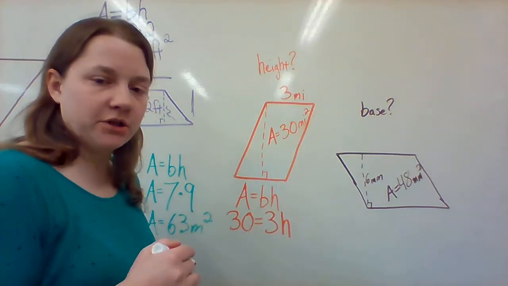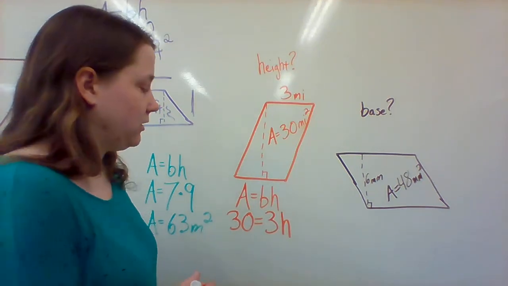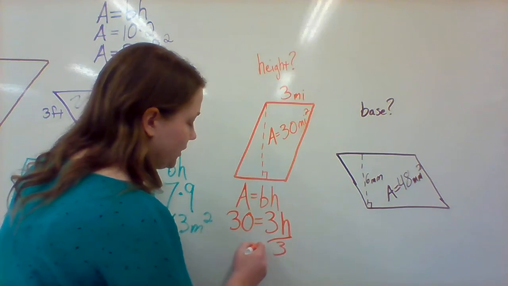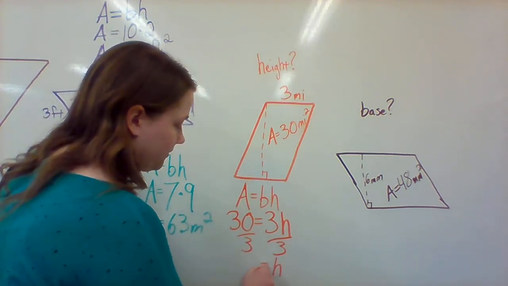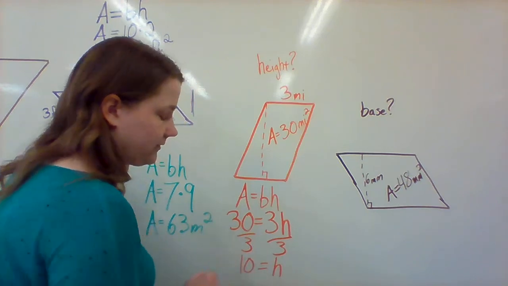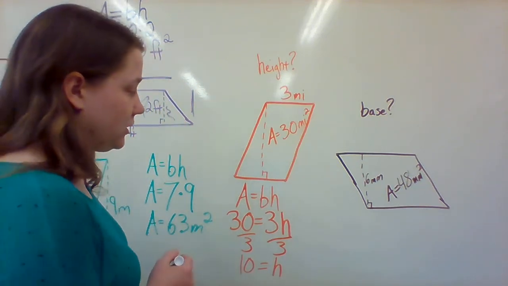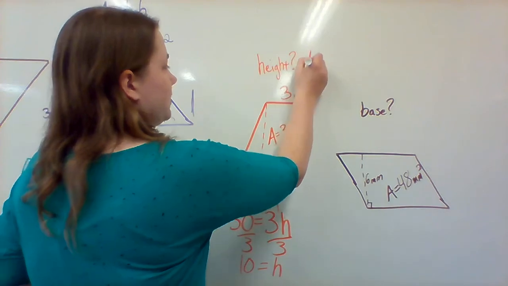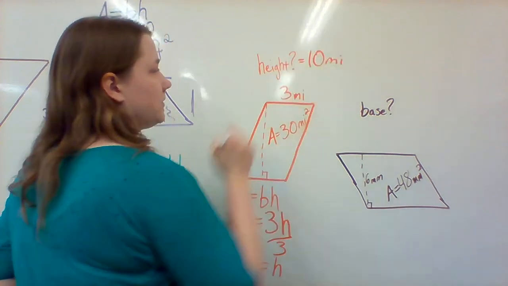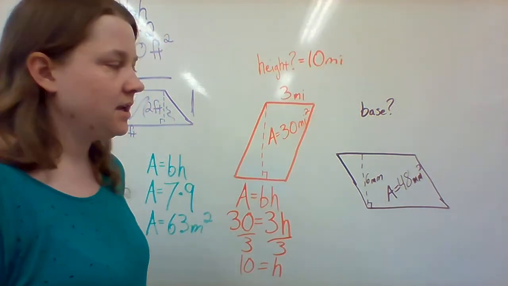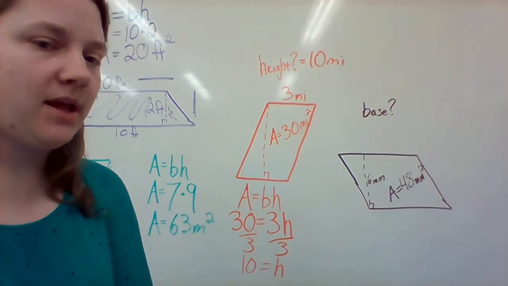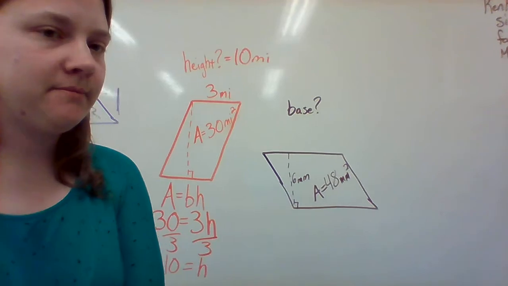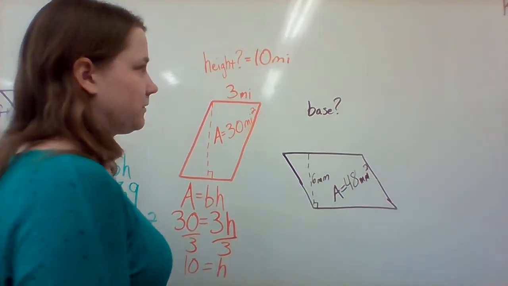3 and H are being multiplied together, so to get the H all alone, I'm going to divide by 3 on both sides. And I'm left with 10 for the height. So I know that the height is 10 miles. Let's take a look at one more. In this one, we happen to be missing the base.